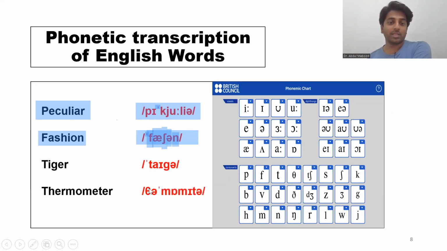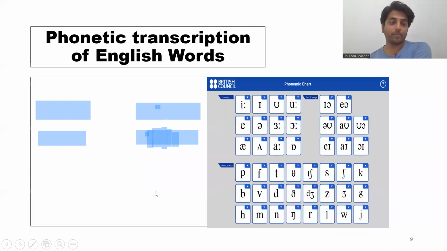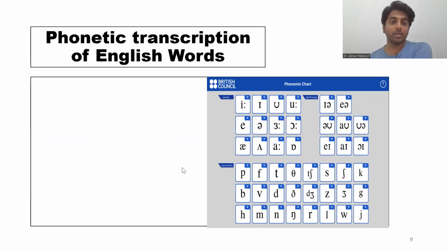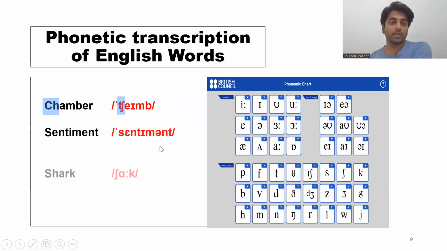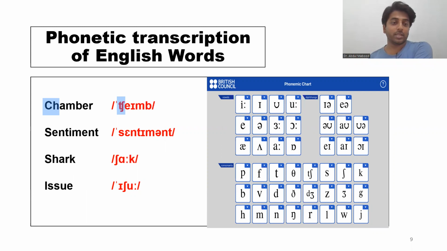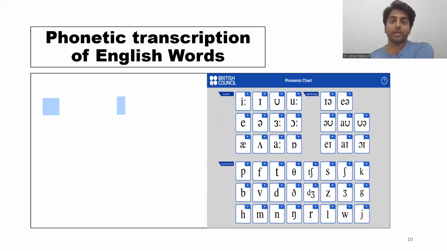Tiger, then see thermometer, thermometer. Then next word, see chamber. Now the sound cha, ch, is represented through this symbol of IPA. Okay, so it is chamber. Then we have the word sentiment, then shark, then issue. See, I hope you notice it, that double S here in issue makes the sound sha, not sa. Issue, right?